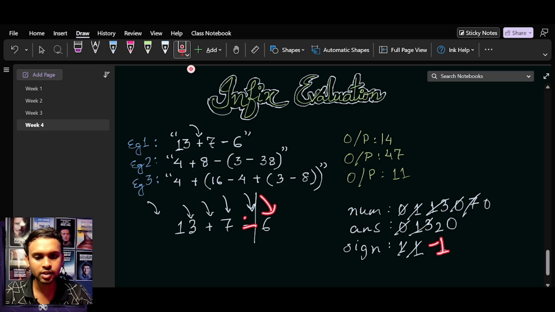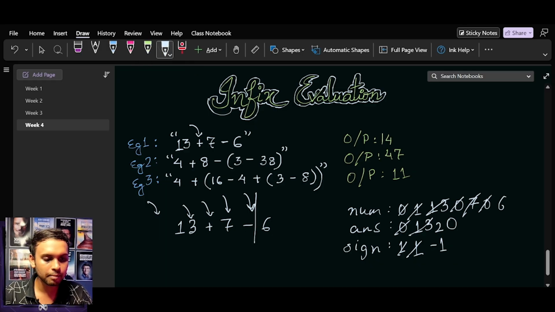Then I come to this 6. The value of my num becomes 6. As this is the end of the expression, I should take the current num into account as well.